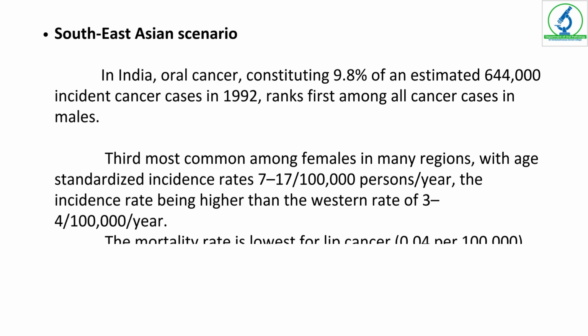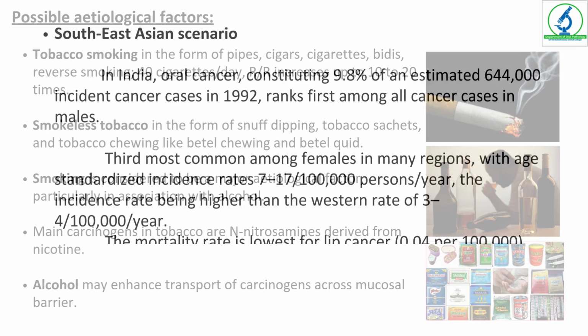It is the third most common among females in many regions, with age-standardized incidence rates of 7-17 per 100,000 persons per year, higher than the Western rate of 3 to 4 per 100,000 per year. The mortality rate is lowest for lip cancer, 0.04 per 100,000. The mortality rate is highest for the tongue, 0.7 per 100,000.